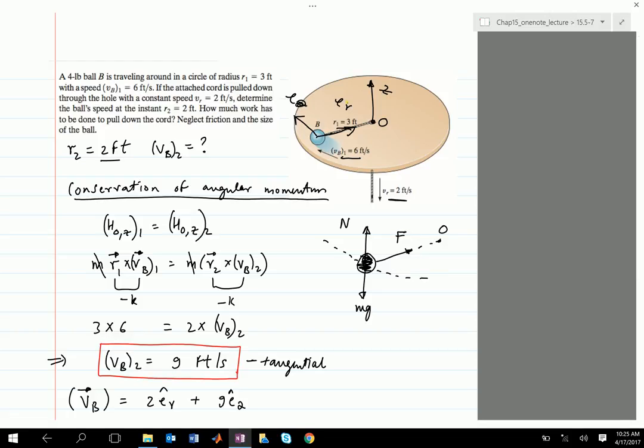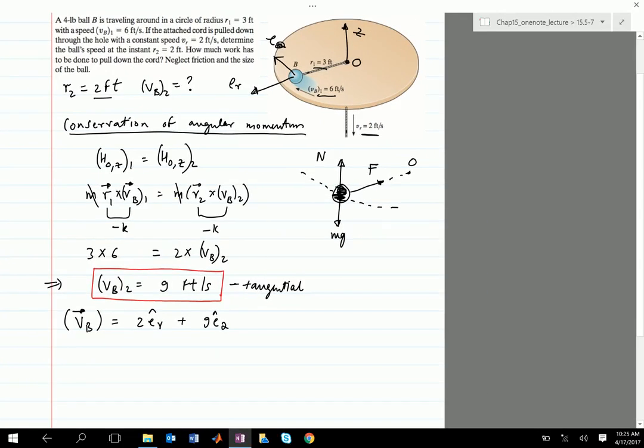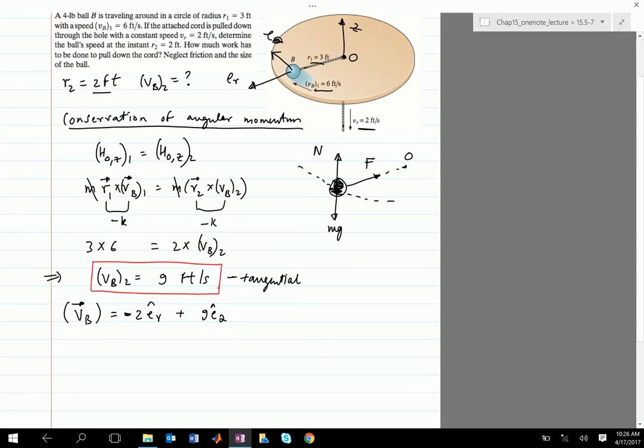So let me just change it here. I think we should write it this way, just to be consistent. So then this is going to be negative 2 er, right? Because it's being pulled inwards, in the direction opposite to er. So this should have been the answer, not the first one.